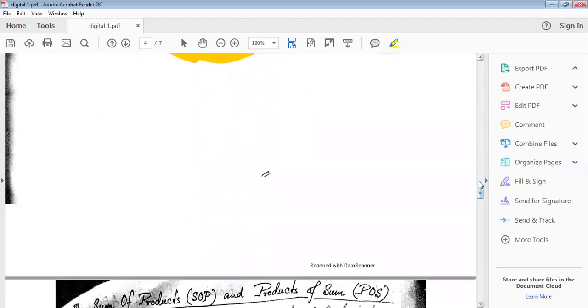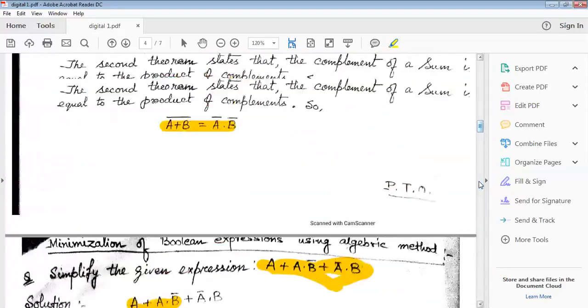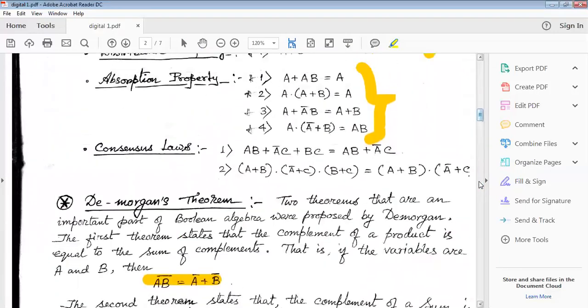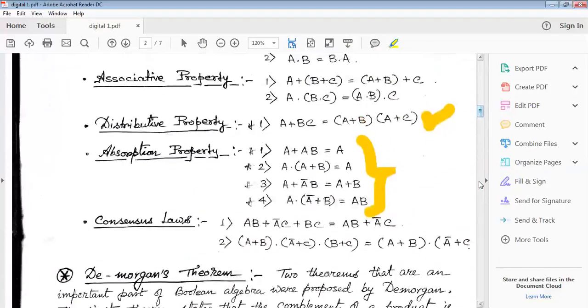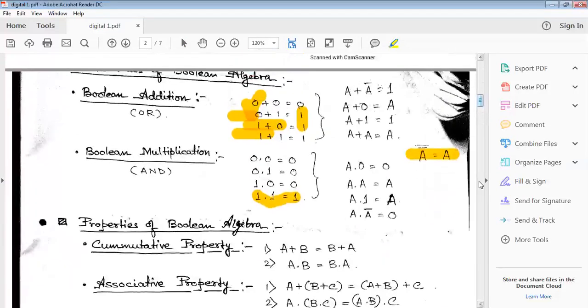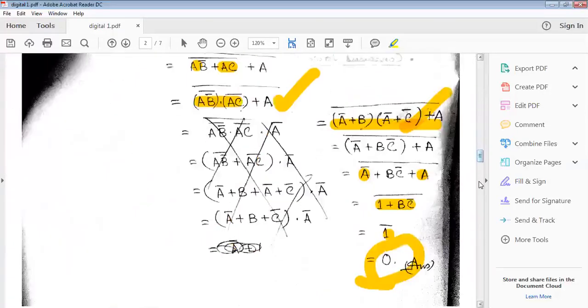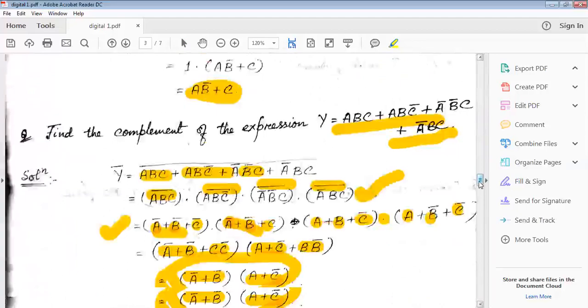You just have to remember these laws which I told you a while ago. De Morgan's theorem consists of these laws: absorption property, distributive property, associative property, commutative property, and the Boolean addition, Boolean multiplication and complement function. That's it for the Boolean algebra.